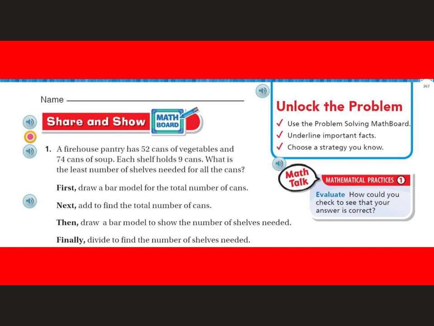Before I start, I am going to make sure I write the word CUBES. It is the strategy that I am going to use. First, I am going to circle all of the numbers. I'm going to circle 52, 74, and 9 cans. Now I have done my C for the CUBES. For the U, I am going to underline my question. My question is, what is the least number of shelves needed for all the cans?